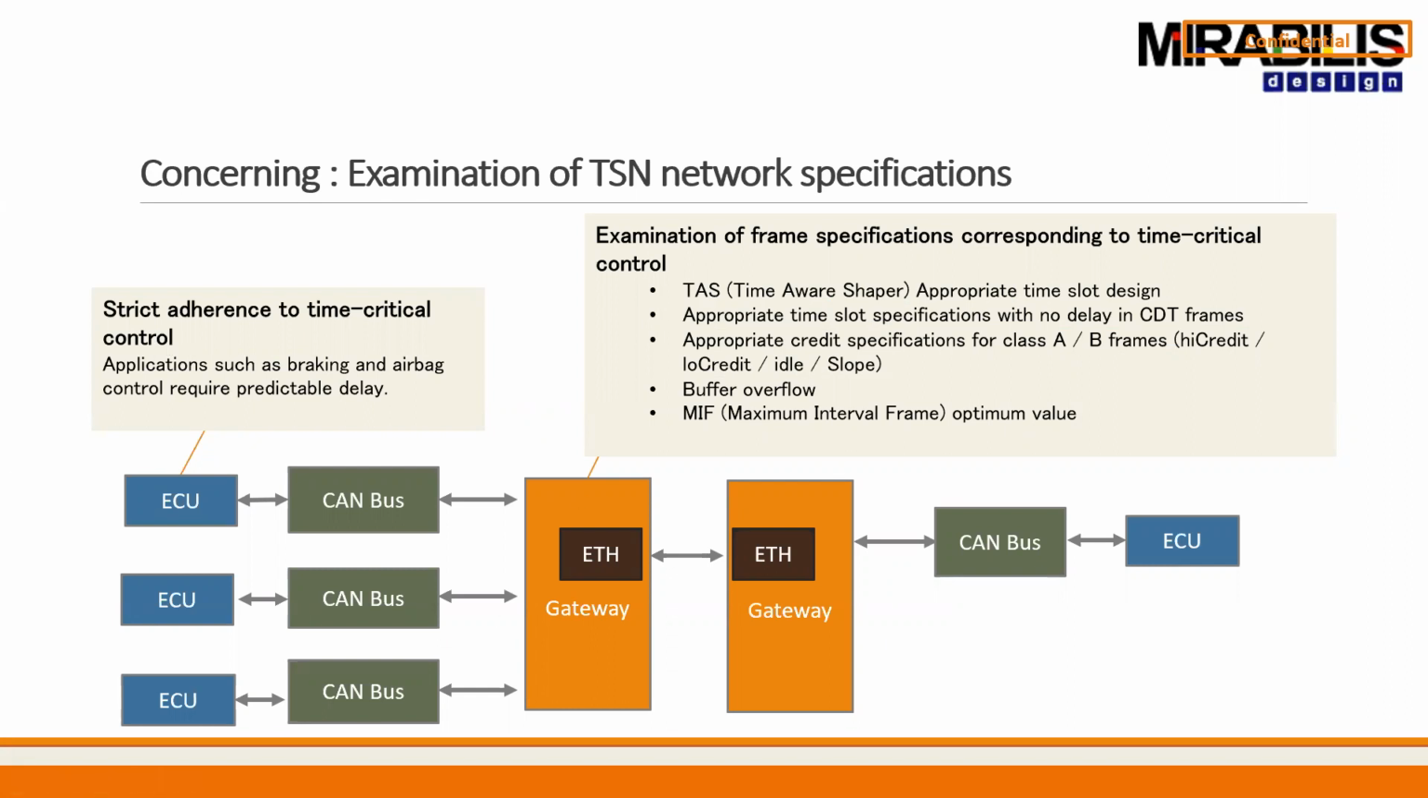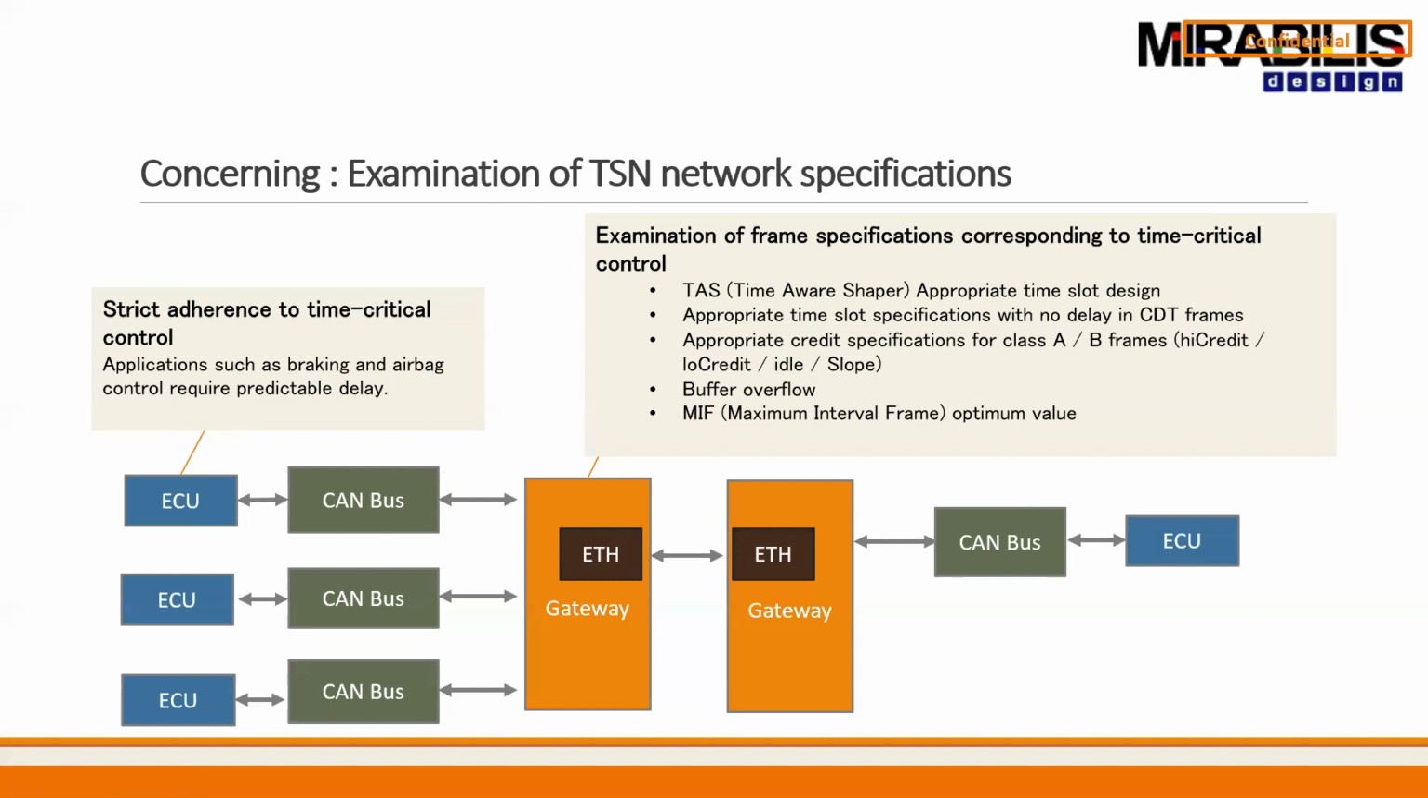So let's examine a TSN network. We have the ECUs, and some of them are time critical applications. What we want to look at within the gateways is really to understand the time aware shaper, to figure out how they can delay for the CDT frame, which is a unique type of frame on the network.